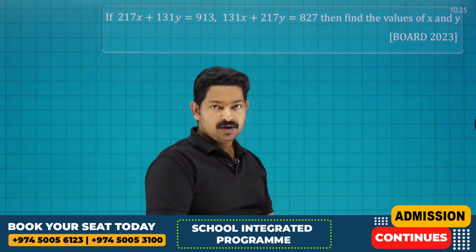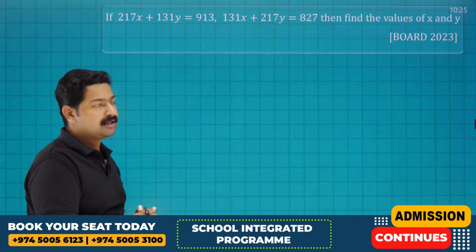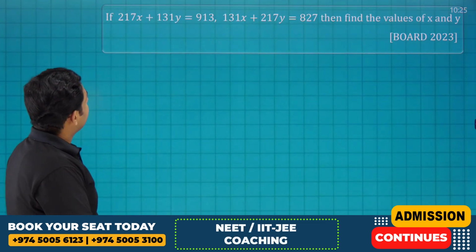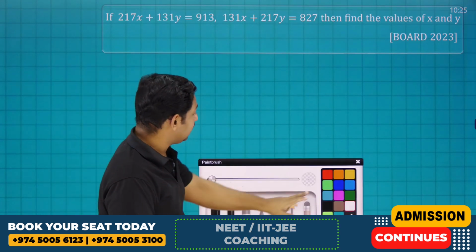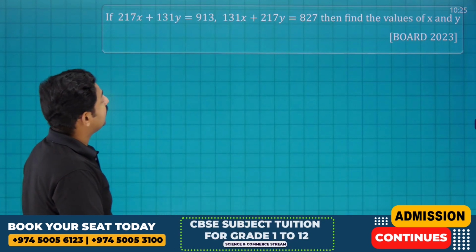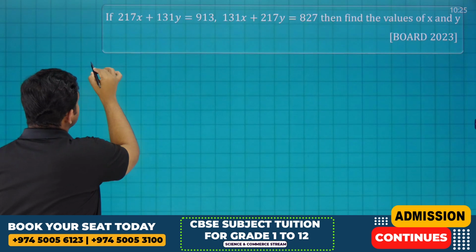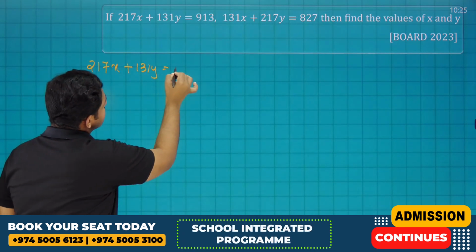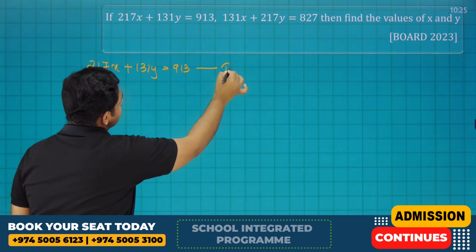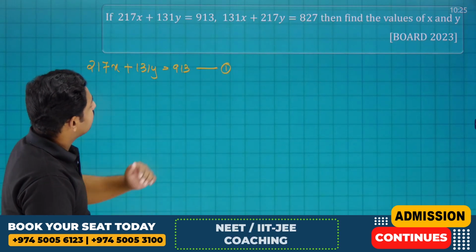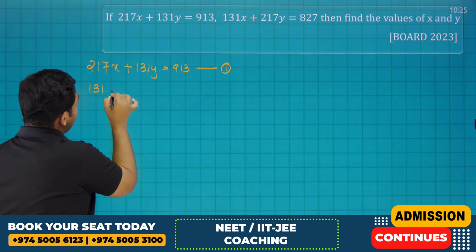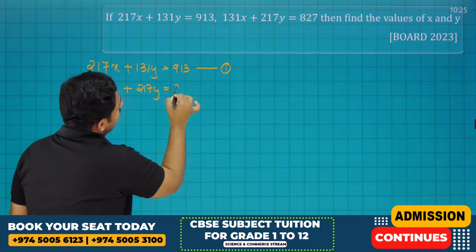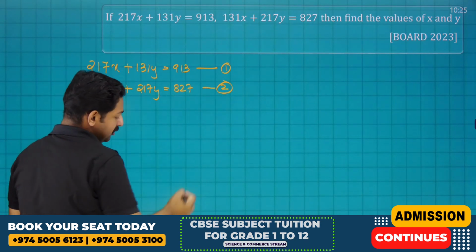It's an important question. Multiple times it is asked in the board exams. You can see it's a special type of equation. The first equation is 217x plus 131y is equal to 913. It can be taken as equation number 1. And the second equation is 131x plus 217y is equal to 827. It can be taken as equation number 2.